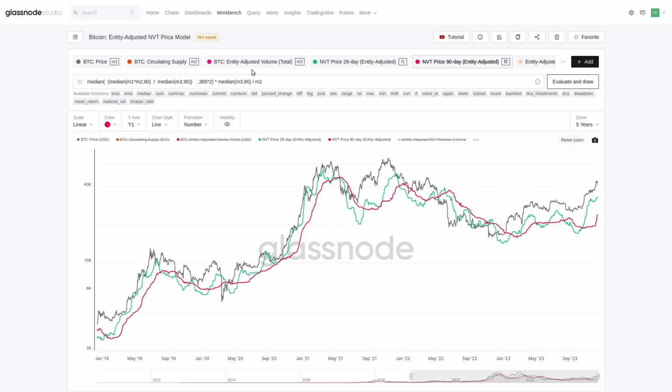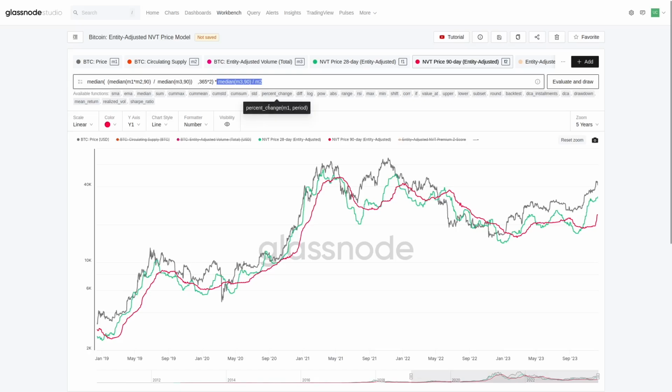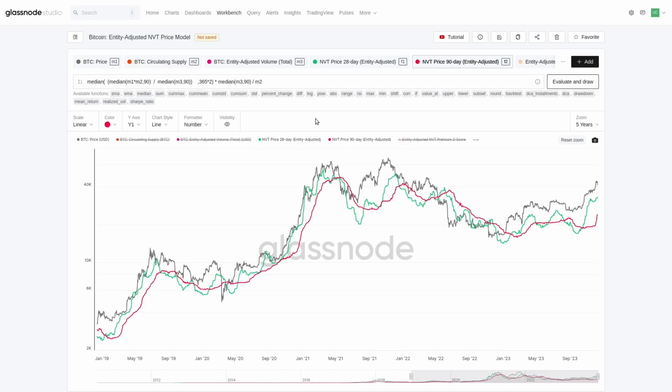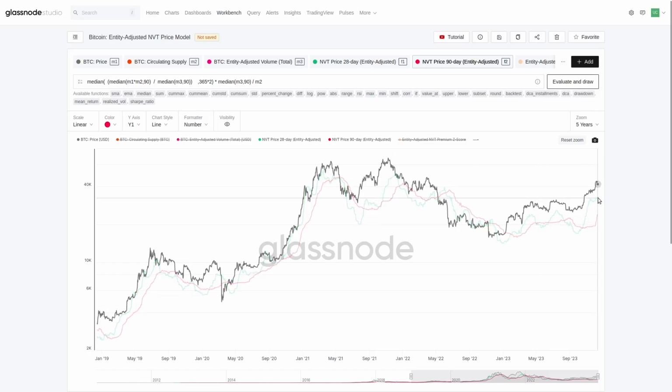So what this particular model is doing is saying, show me all the economically meaningful transaction volume, compare it to the market cap, price times circulating supply, with a couple of medians and averages applied, and then return it to the price domain, right? So what is the relationship between those two? What is the current transaction volume, and then equate that back to the market cap, which you can obviously then derive as a price. Now we've got a 28-day in green and a 90-day here in purple.